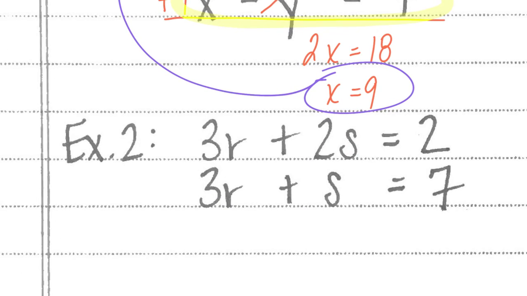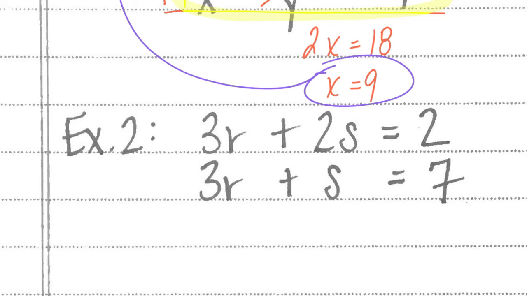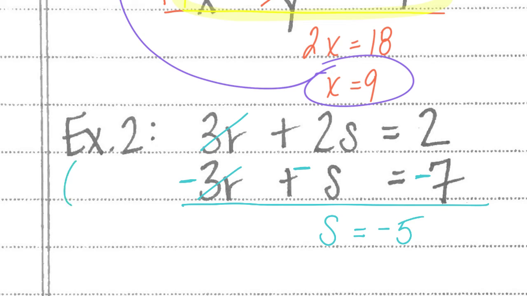We'll look at one more. They set these up very nicely for us. It looks like if I switched all the signs of example 2 on the bottom, then it looks like my r's would cancel out. Where I have 2s minus s is just 1s, and we know that 2 minus 7 is negative 5. So I know that s is equal to negative 5.